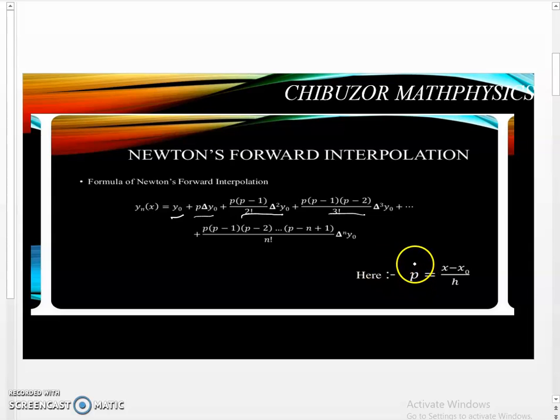Here we are going to evaluate the value for p, and to do that it is simply the x value minus x0, divided by h. h is simply the interval in the table. So let's take a question and see how we can put all these things into practice.